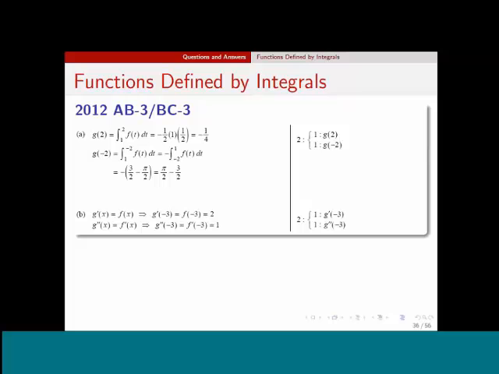In B, we're looking for the answers, again, 2 and 1. We'd like to see the student make the initial connection that g prime of x is equal to f of x, but basically we're looking for those two answers.